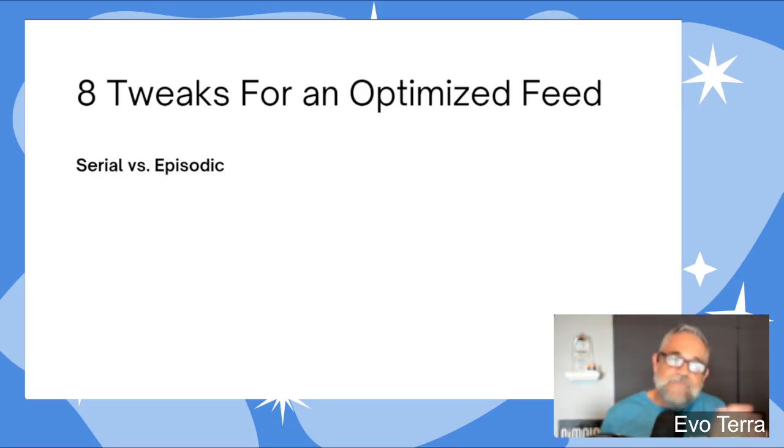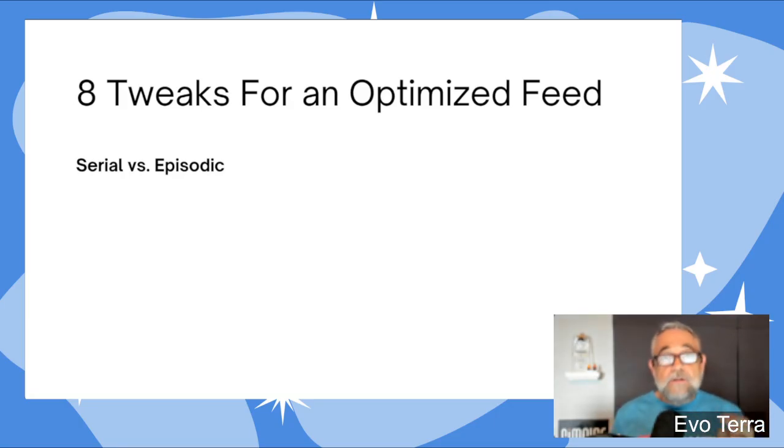You will never, ever, ever have to look at the RSS feed. Once again, all of this is going to be done through your podcast hosting dashboard, either at the show level or at the episode level. Okay? Okay. So, tweak number 1 is going to be serial versus episodic.